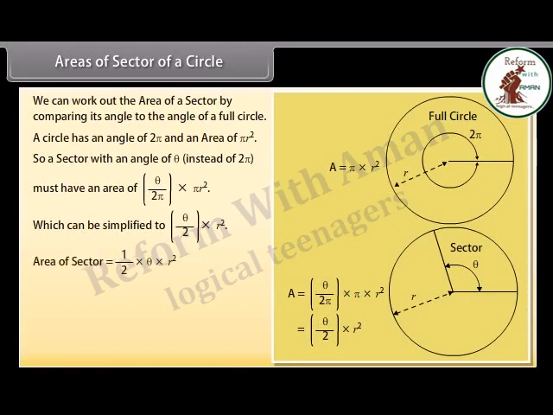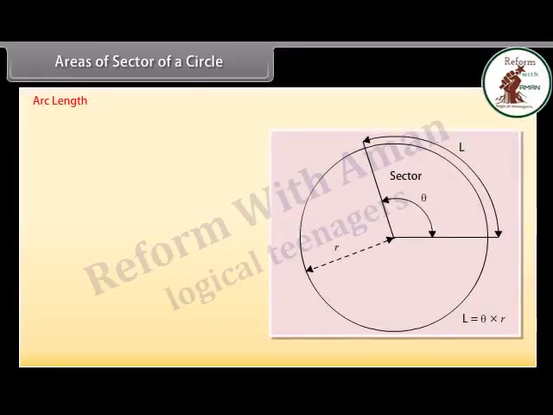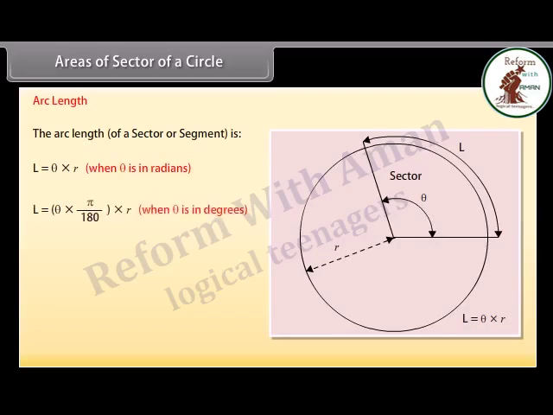Area of sector is equal to 1 upon 2 into theta into r square when theta is in radians. Area of sector is equal to 1 upon 2 into theta into pi upon 180 into r square when theta is in degrees. Arc length. By the same reasoning, the arc length of a sector or segment is L is equal to theta into r when theta is in radians. L equals theta into pi upon 180 into r when theta is in degrees.